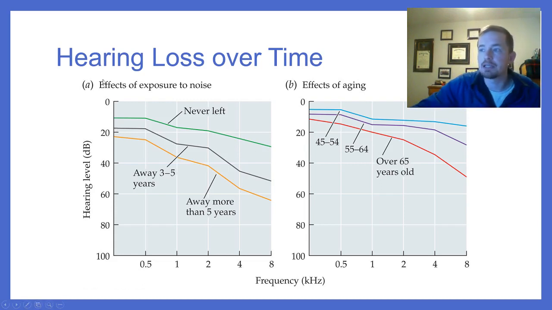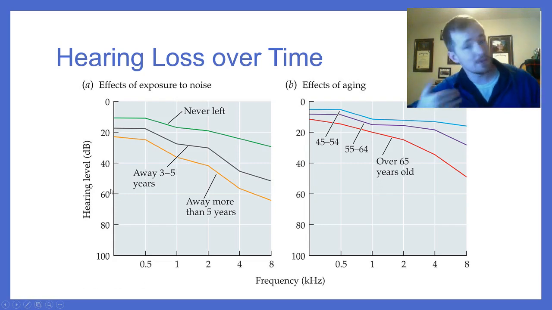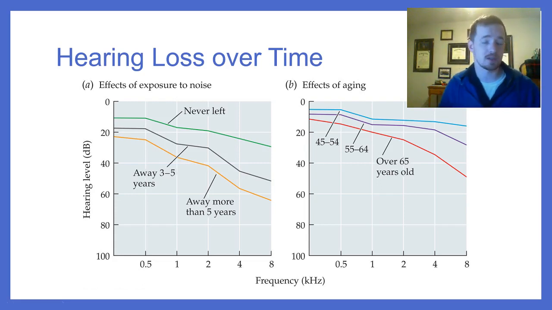You can already see that it's dropped their levels of hearing. If they moved away for 5 years, you can see that it's dropped even more. And the reason why this happens is because we're exposed to loud noises all the time. Anytime you're putting in these earbuds, these headphones, that is excessive exposure to noise.